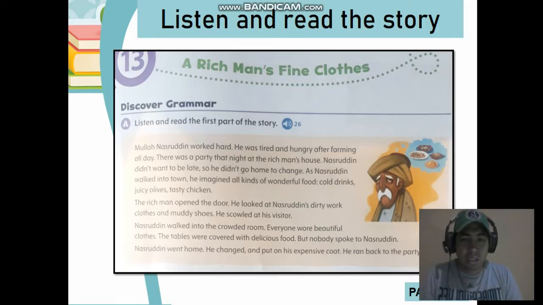Nasruddin walked into the crowded room. Everyone wore beautiful clothes. The tables were covered with delicious food, but nobody spoke to Nasruddin. Nasruddin went home. He changed and put on his expensive coat. He ran back to the party.